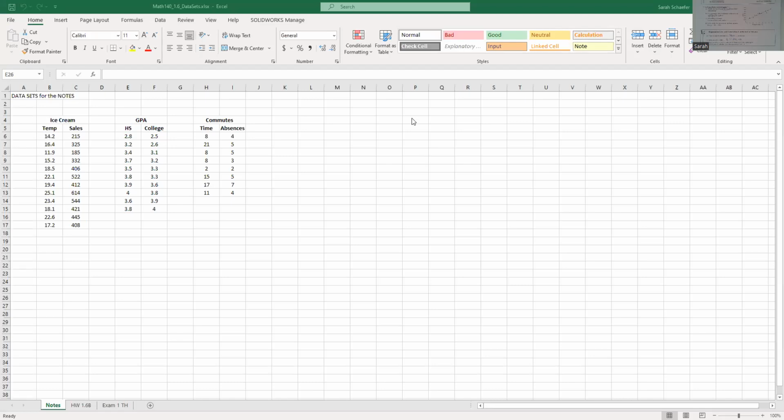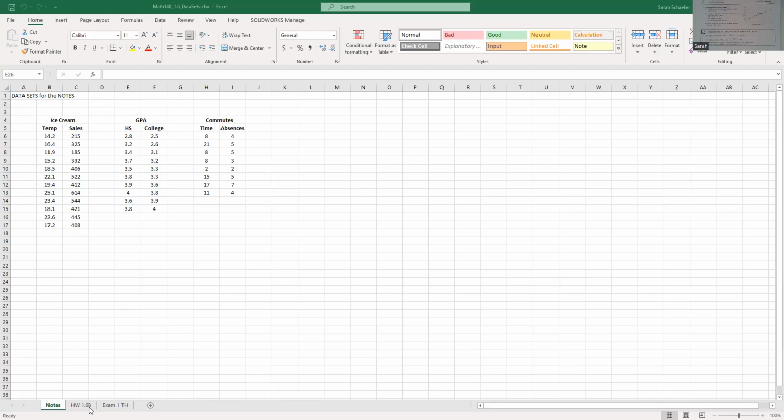Here are our 1.6 data sets in Excel. You'll notice that there are 3 data sets across the top of this page: the ice cream, GPA, and commutes. We're going to do all 3 of these in the notes. One thing I want you to notice is if you go down to the bottom, there are tabs, and one says notes, which is the one we're going to use in the lecture.